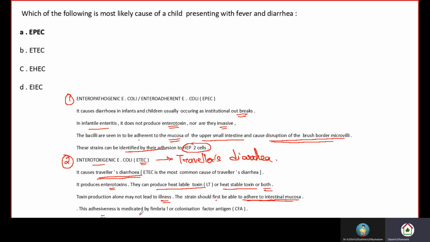The adhesiveness is mediated by fimbriae, or colonization factor antigen. How does it get adhered to intestinal mucosa? Either by fimbriae, it gets hooked up, or by CFA, colonization factor antigen.